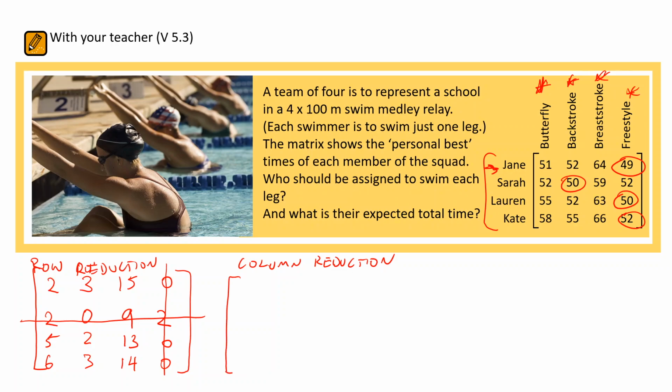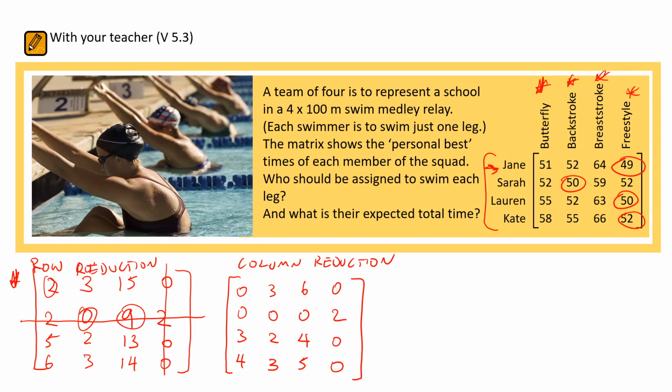So, column reduction. This time we start with this matrix we just created. For the first column, the smallest number is our 2. So we've got 0 here, 0 here, 3, and 4. In this one, 0 is our smallest number, so we don't have to worry about that one. We do have to include it in our matrix, though. 3, 0, 2, and 3. It just stays the same. 9 is our smallest number in this column, so we get 6, 0, 4, and 5. And zeros are in this last column, so that all stays the same.